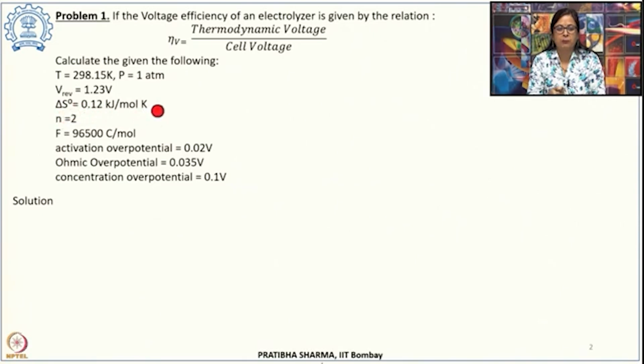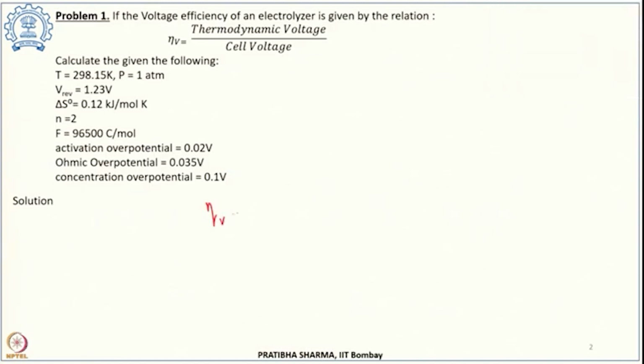per mole per Kelvin, n number of electrons participating in the reaction, Faraday's constant 96500 coulomb per mole, activation overvoltage for the cell is given to be 0.02 volt, ohmic overvoltage as 0.035 volt and concentration overvoltage as 0.1 volt. Now, given these conditions, we have to find out the voltage efficiency value. So, what we have to find out is eta V.